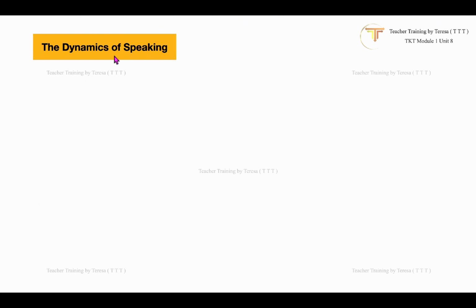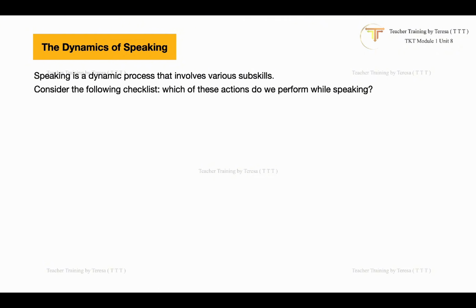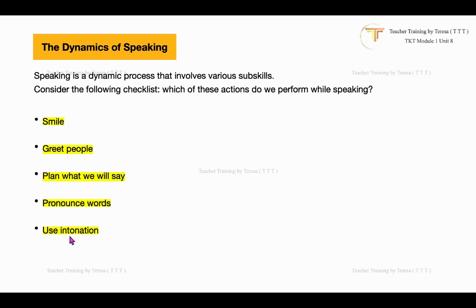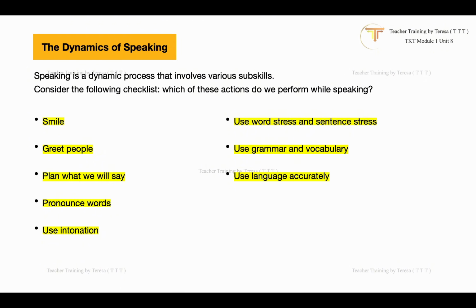The dynamics of speaking. Speaking is a dynamic process that involves various subskills. Consider the following checklist. Which of these actions do we perform while speaking? Smile. Greet people. Plan what we will say. Pronounce words. Use intonation. Use word stress and sentence stress. Use grammar and vocabulary. Use language accurately.